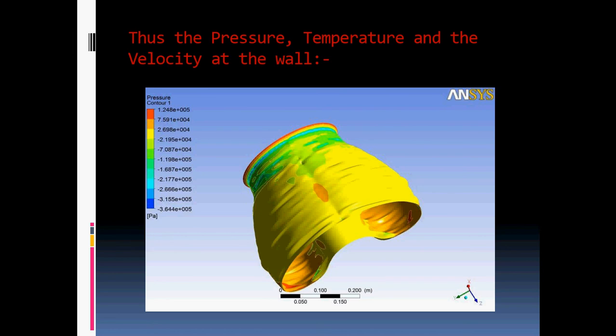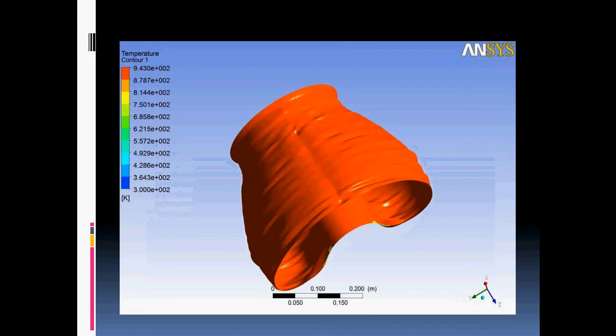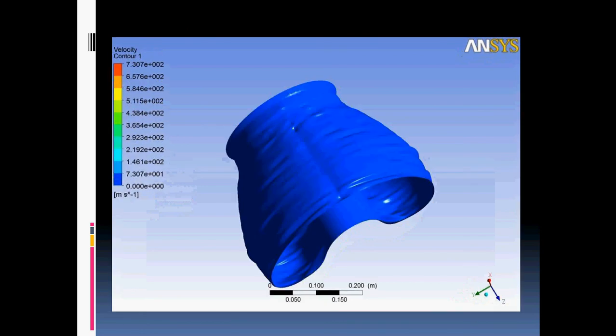We can see that at the inlet there is high pressure, as indicated by the red color, and as it goes far away from that point, the pressure decreases. Similarly for temperature, and this is for velocity.